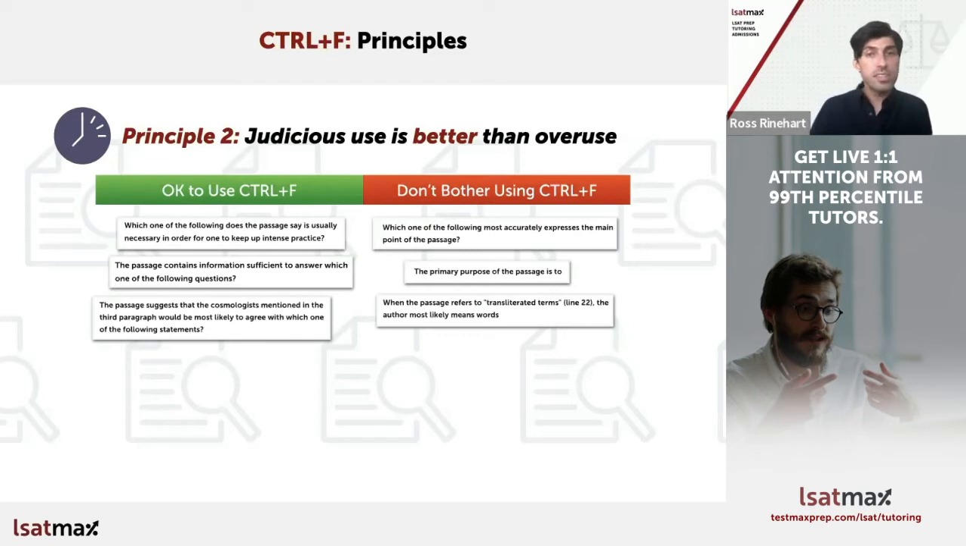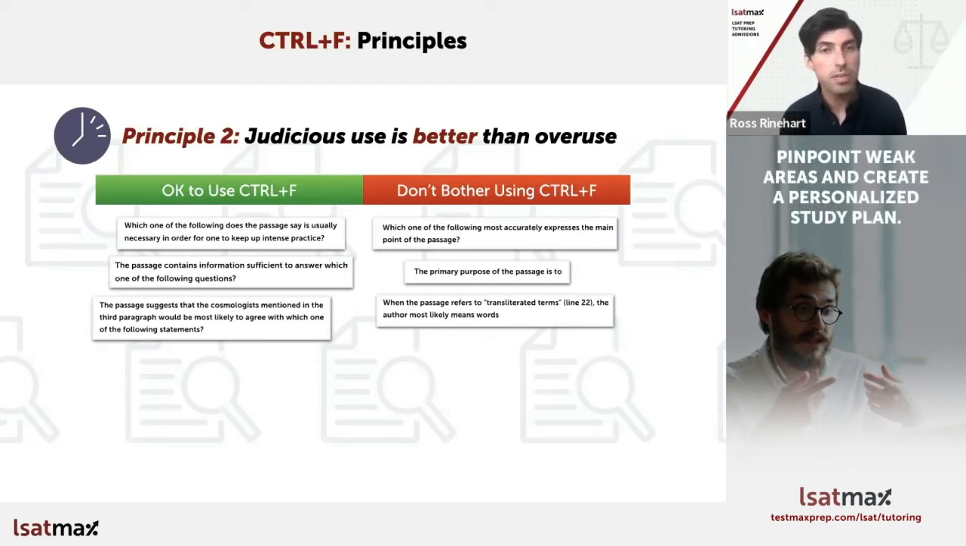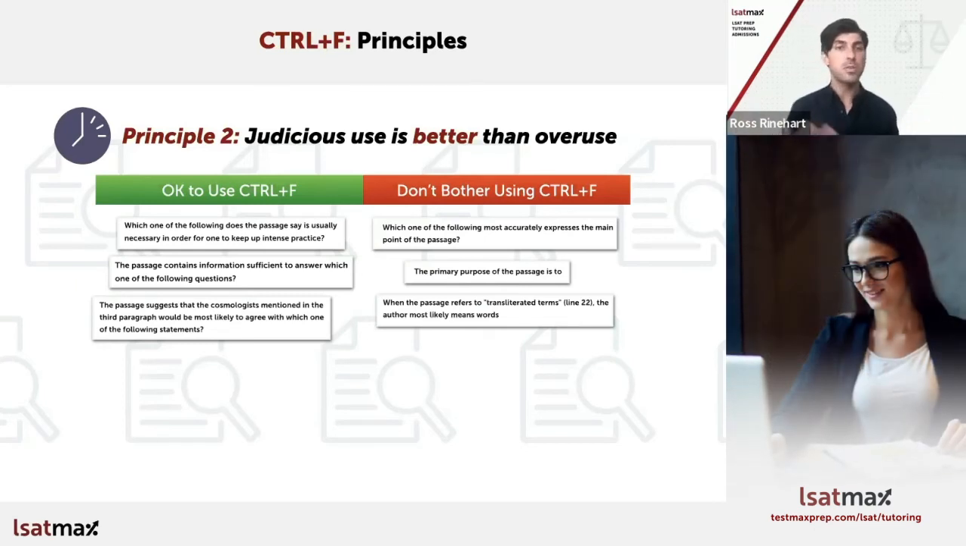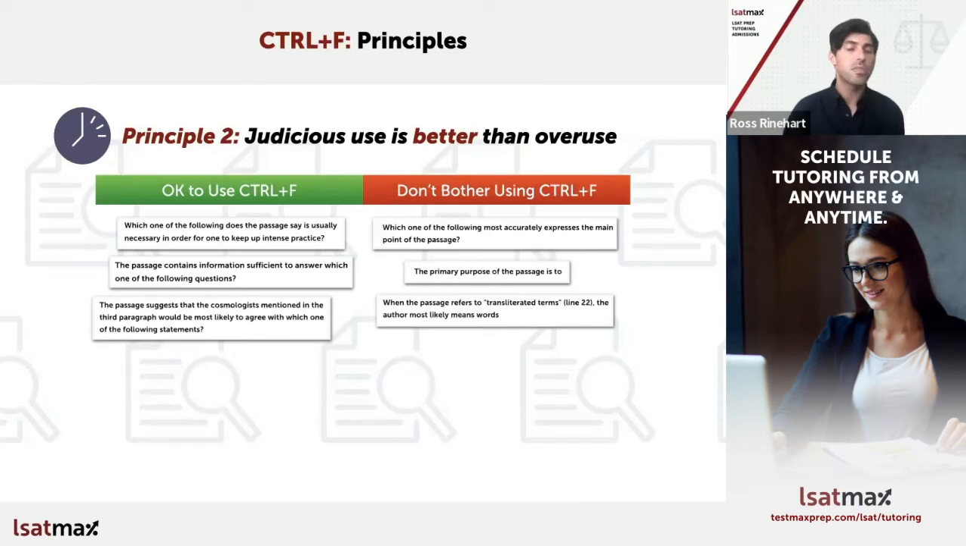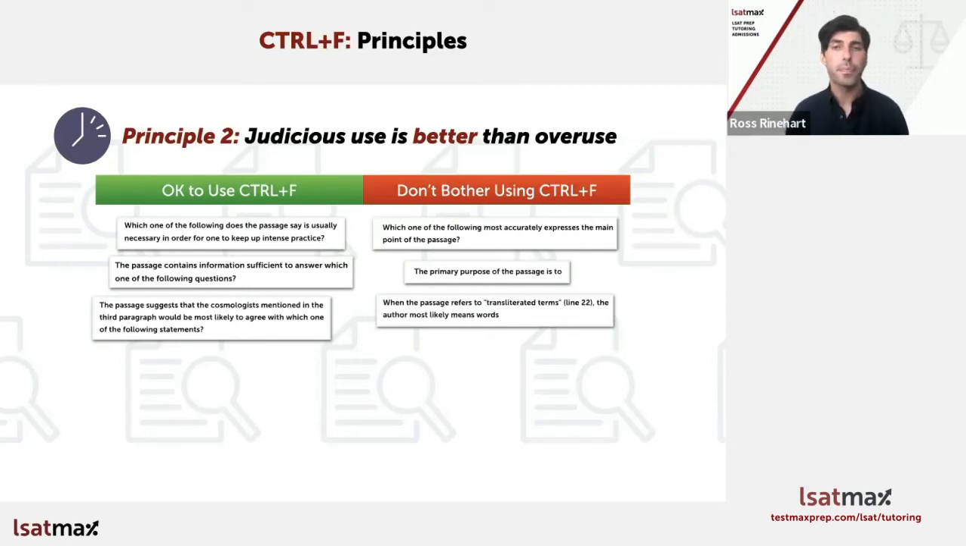The passage suggests that cosmologists mentioned in the third paragraph would be most likely to agree with which one of the following statements? Well, it tells us the cosmologists have these views. These views were expressed in the passage in the third paragraph. If you need to use Ctrl+F to find the cosmologists' views, you can do that.